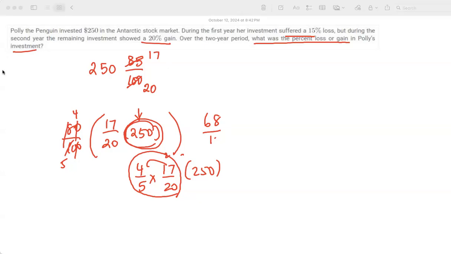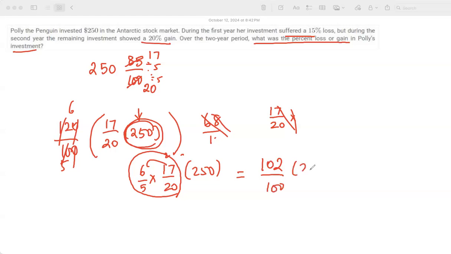Oh, wait. Did I make a mistake? Hold on. Let me see. 5, 5. Divide by 5. 17 over 20, right, Anya? Yeah, but I don't get how you got the 85 by 100. 80 by 100 is, oh, sorry. It's 120 by 100. Sorry, it's a gain, right? Yes, a gain means 120 by 100. So that becomes 6 by 5. So 6 by 5 times this becomes 6 7s are 42, 4 6s are 24, 102 by 100 of the original investment.